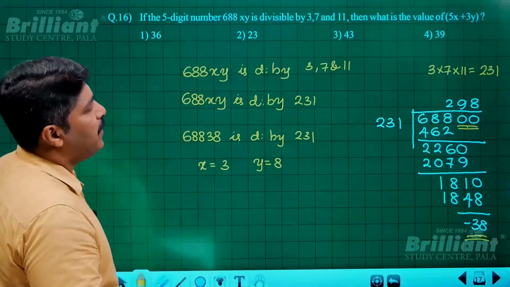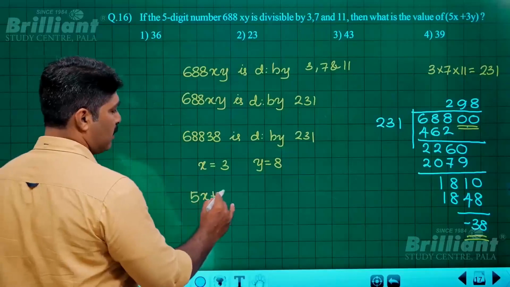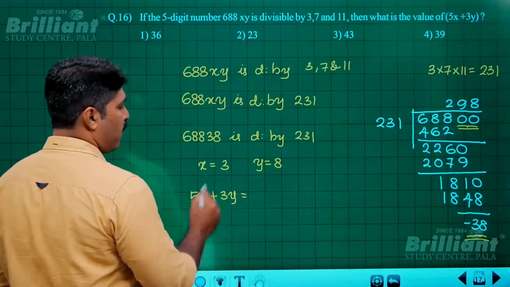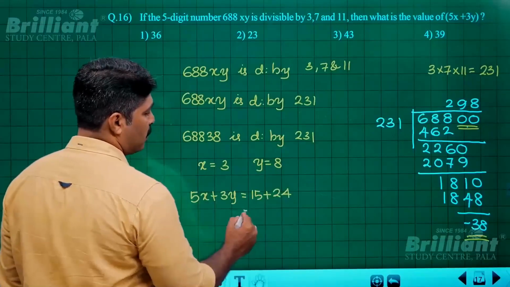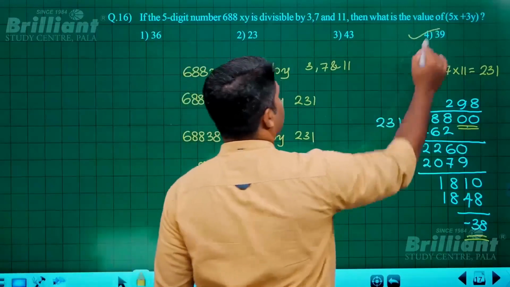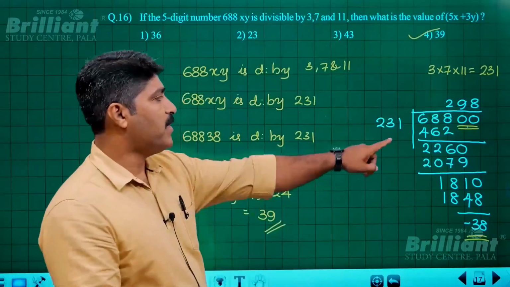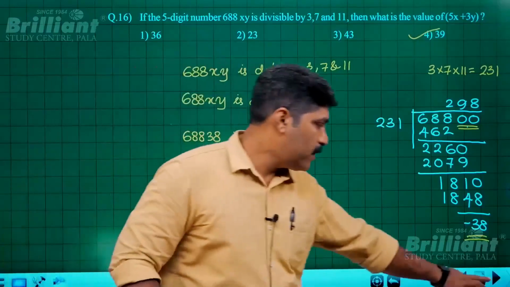Then we have to find out what is 5x plus 3y. So 5 into 3, 15, plus 3 into 8, 24. So the answer is 39. So that's a tricky question like this. This type of operation you have to be familiar with. That's a very important type of operation. Okay, move to the next question.